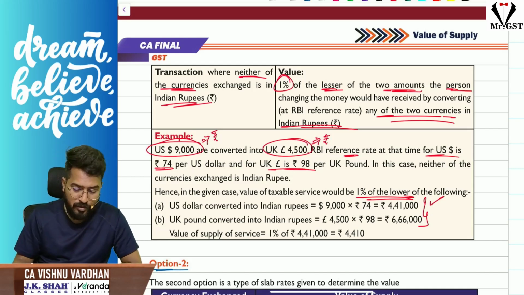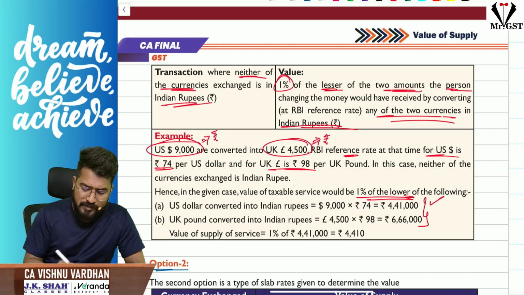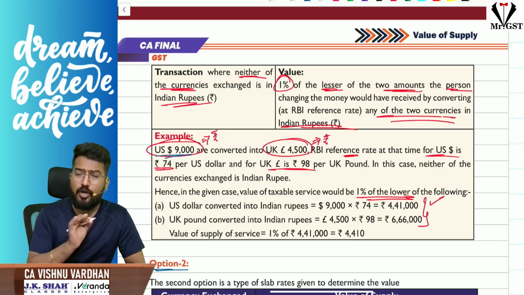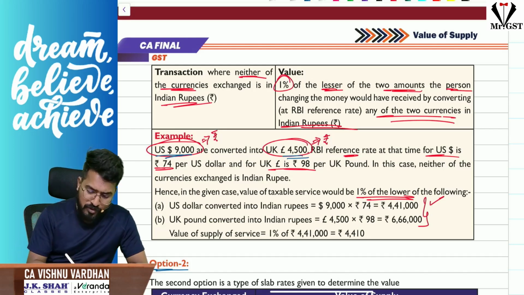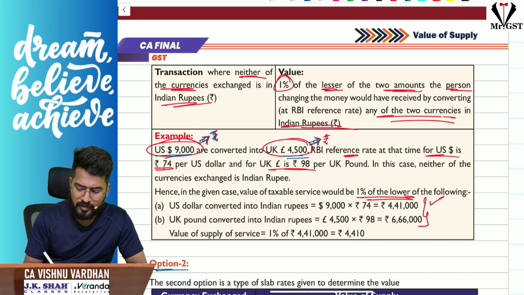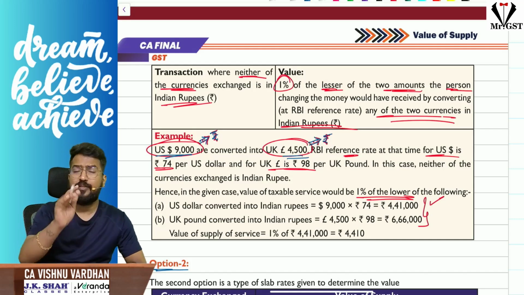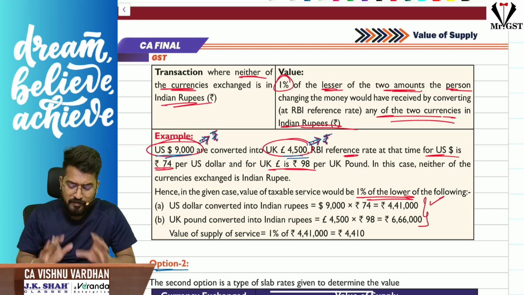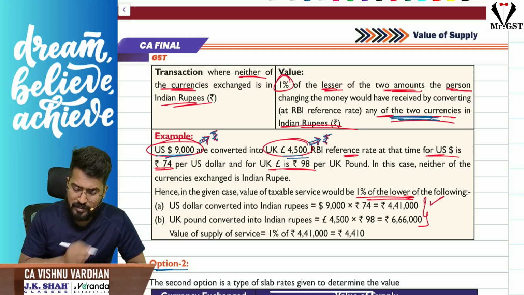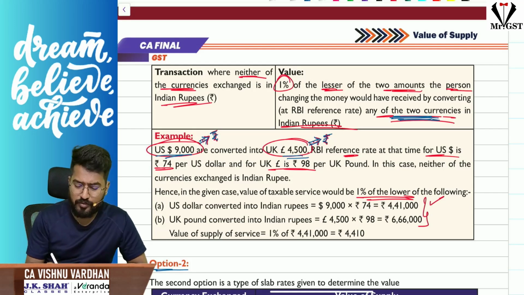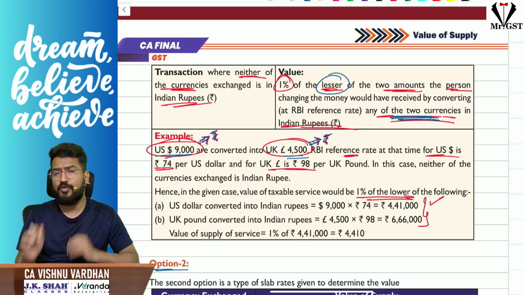In that case, what do you have to see? For example, you are converting $9,000 into 4,500 pounds. Both the $9,000 and the 4,500 pounds you convert into rupees using the RBI reference rate. Then out of the two currencies, you see whichever amount is less.